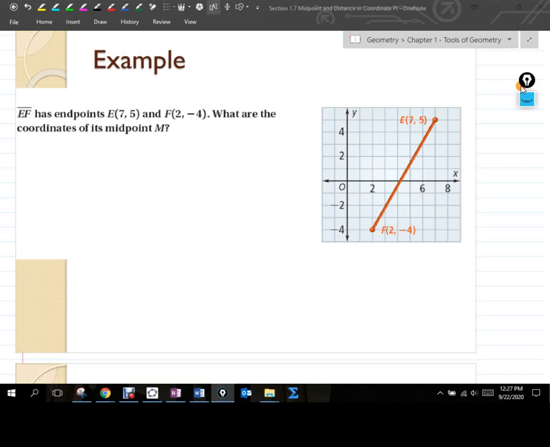Just some examples here. There are two types of examples I want to go through before we get out of here. First one, pretty straightforward. They give you the endpoints and ask you what the coordinates of the midpoint are. Okay. So what I like to do is be very specific with my work.